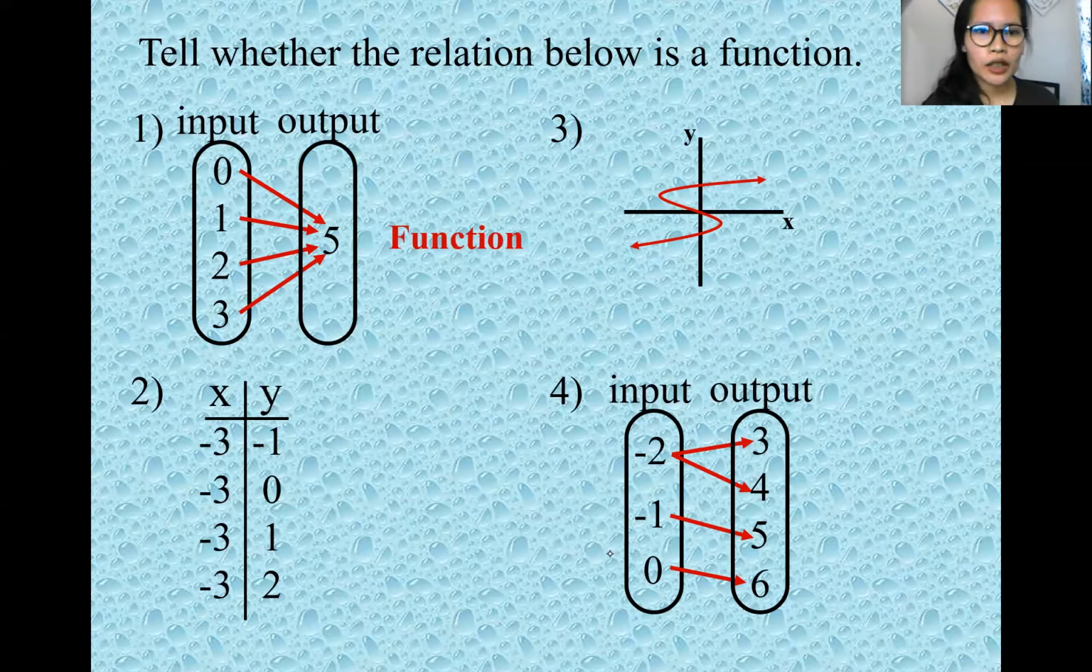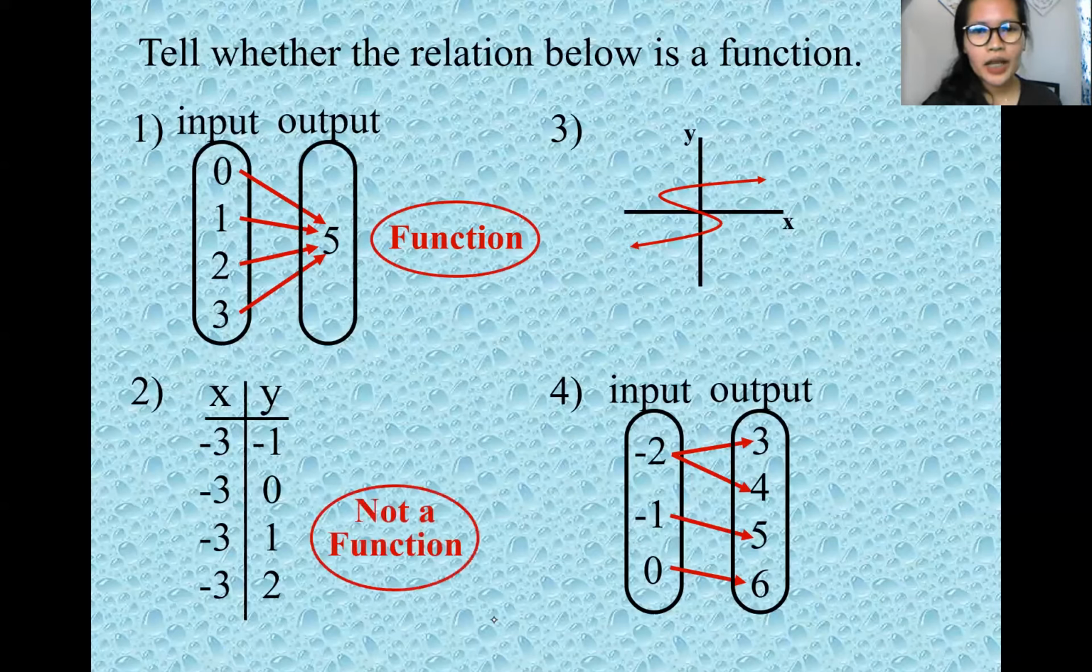How about number 2? We have the value for x, negative 3 tanan. The value for y, we have negative 1, 0, 1, and 2. It's very clear, very obvious nga nagbalik-balik ang input, then that is not a function. Clear? Okay, number 3. Take a look at the figure.